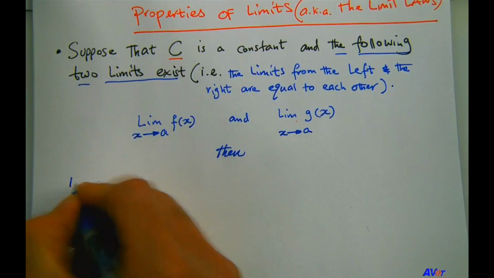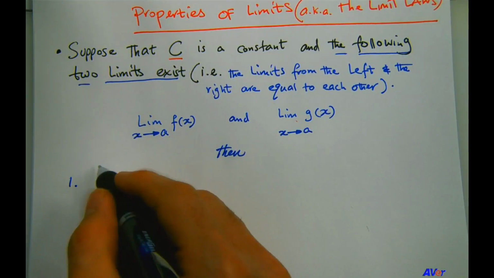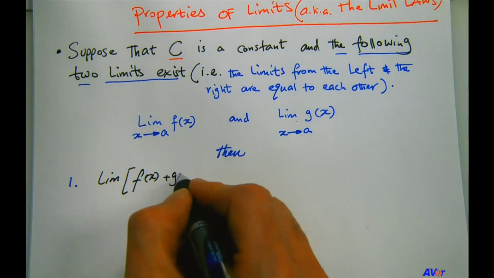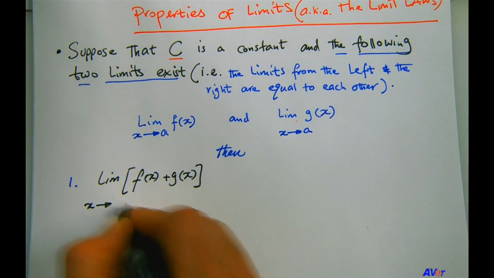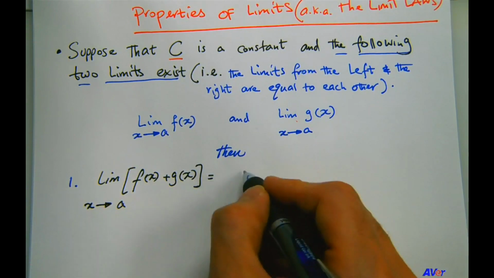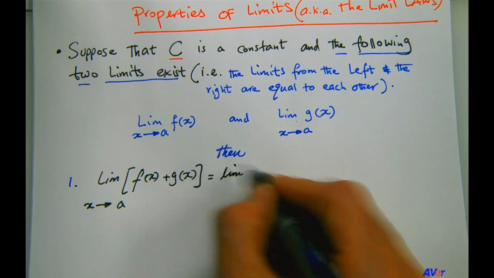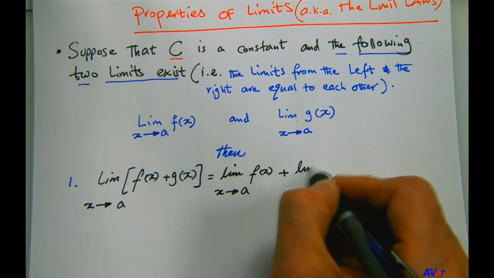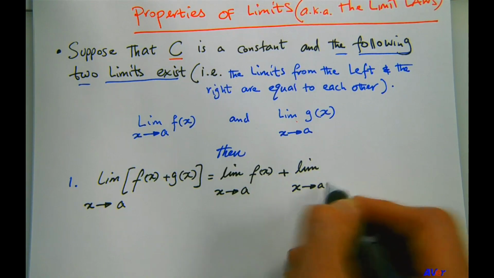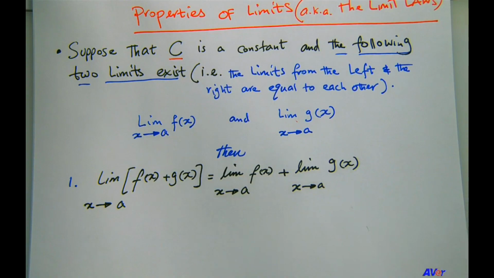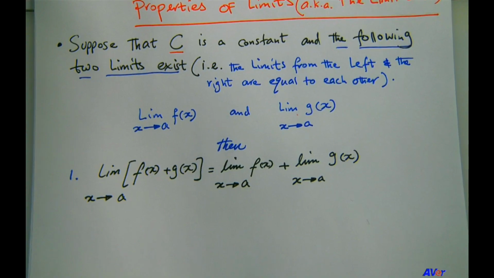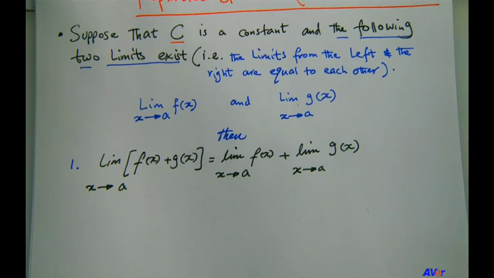So the first one, we can say that the limit of the sum of the two functions f and g as x approaches a is equal to the sum of the individual limits. The same thing for the function g of x. A lot of these properties, if not all of them, are pretty obvious, yet we still want to mention them so they're in our mind as we simplify the upcoming examples. Okay, so that's the first one.